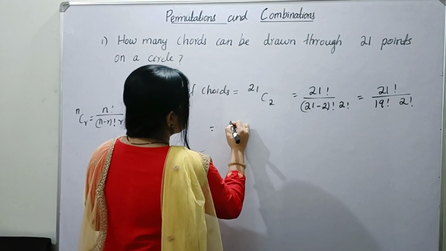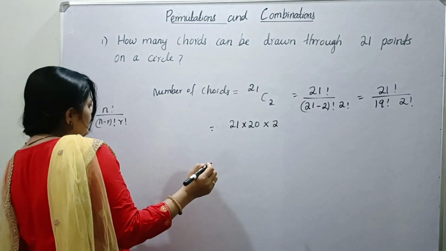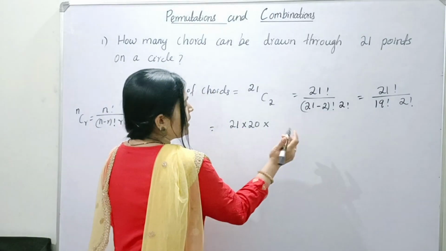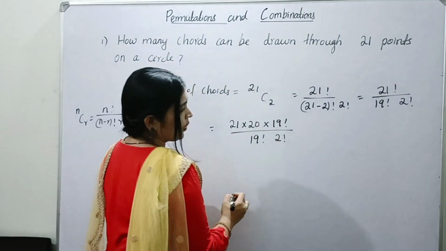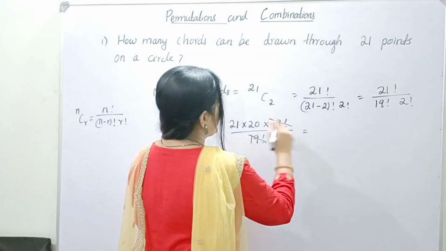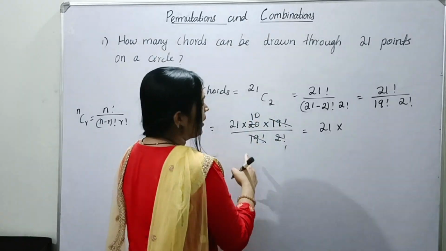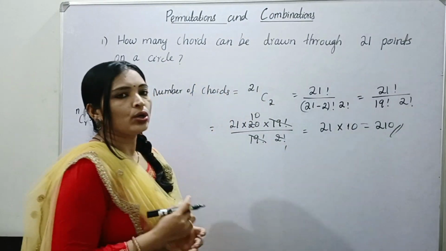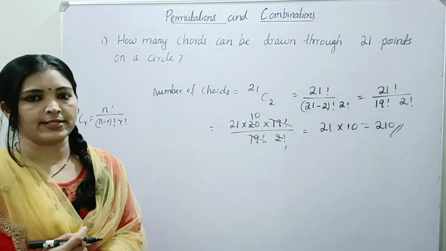So how can we find it? 21 factorial can be written as 21 into 20 into 19 factorial, divided by 19 factorial into 2 factorial. So 19 factorial cancelled. 2 factorial is nothing but 2, so it will be 10. So 21 into, here 2 ones are 2, 10. So 21 into 10, that is 210. So we can draw 210 chords on a circle for 21 points.